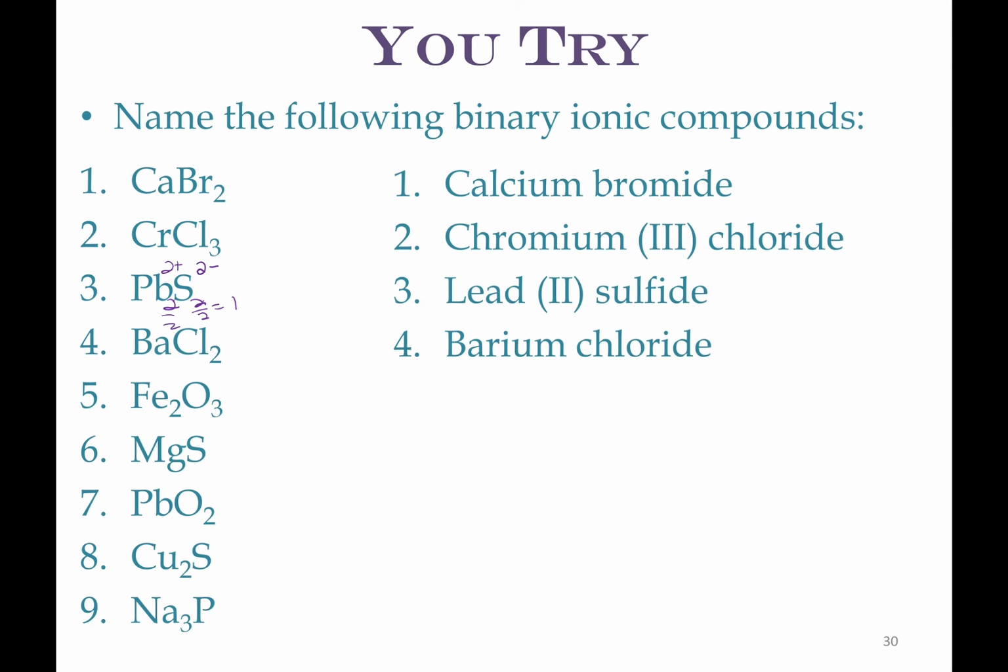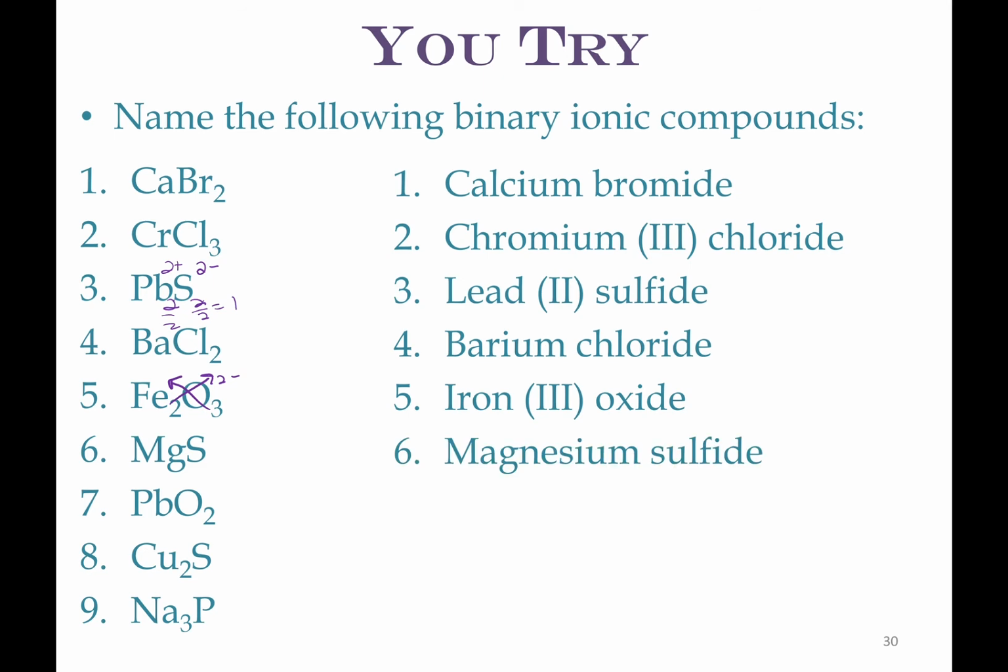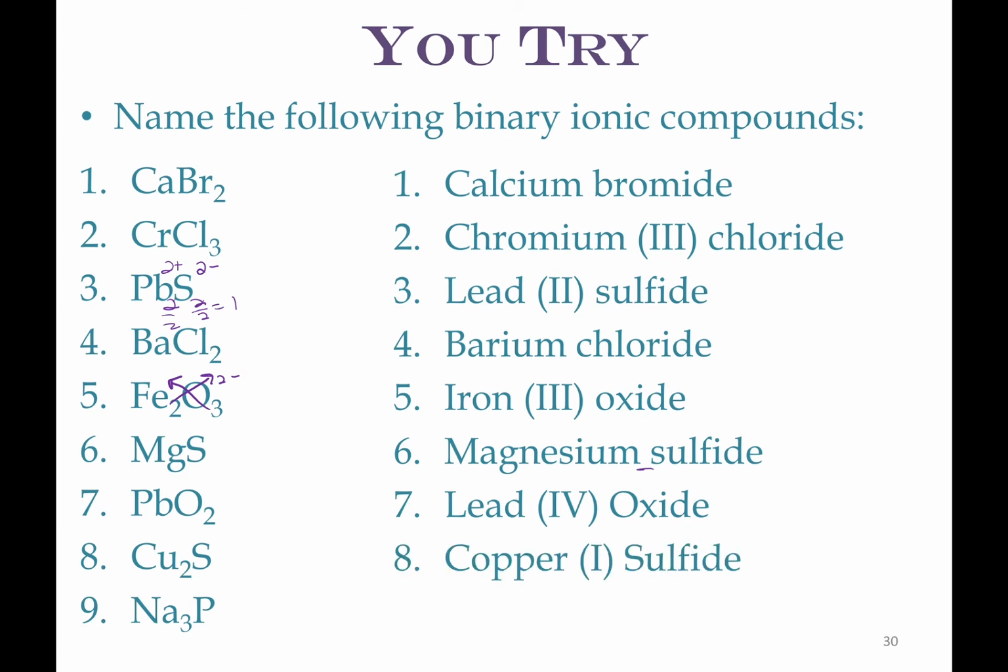iron oxide, but which iron oxide? Uncrisscross, this is a 2- anion for oxygen, so this must be iron 3 oxide. Magnesium sulfide, I don't need a charge there, I don't need Roman numerals because magnesium can only form 1 charge. Lead 4 oxide, copper 1 sulfide, and sodium phosphide.